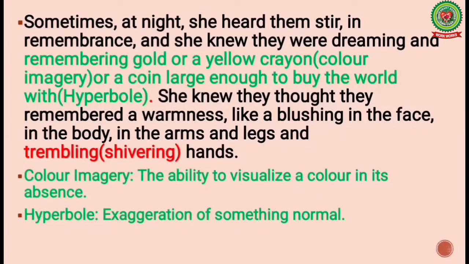The author has used here color imagery. Color imagery is the ability to visualize a color in its absence. So some students would imagine it to be a huge large coin which has a great value. The author has used hyperbole here. Hyperbole is an exaggeration of something normal. The author has exaggerated the value of the sun as no coin can buy the world.